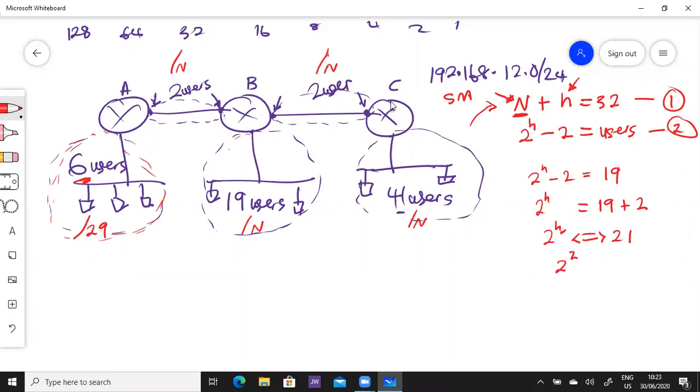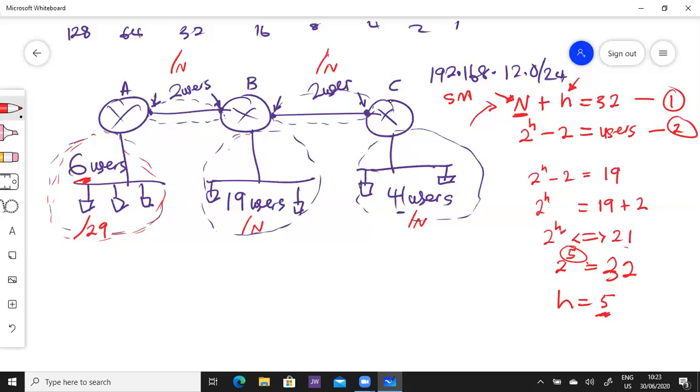2 raised to the power 2 is equal to 4, which is less than 21. We move to the next integer. 2 raised to the power 3 is equal to 8, less than 21. We are not going to accept that. We move to the next integer, that is 4. 2 raised to the power 4 is 16. It's also less than 21. We are not going to accept that. So the next available integer is 5. Even though 2 raised to the power 5 is going to give us 32, we will accept the 5. It's more than 21, but it's acceptable. In this case, h will be equal to 5.